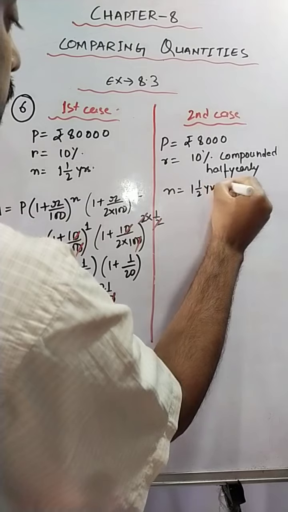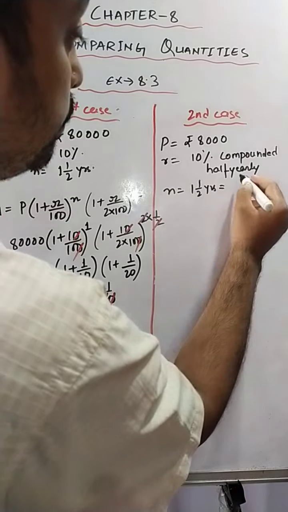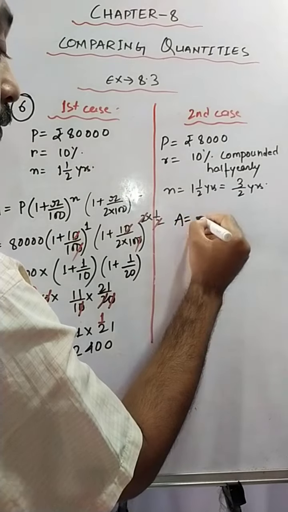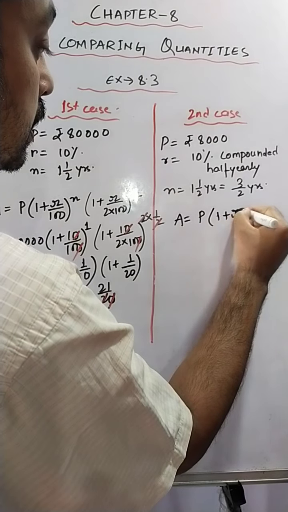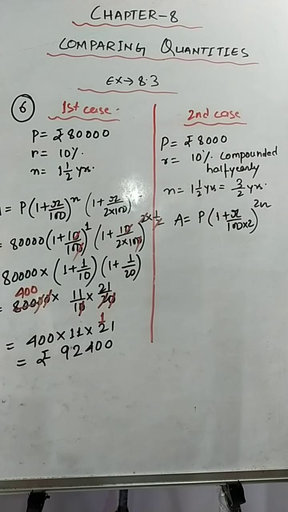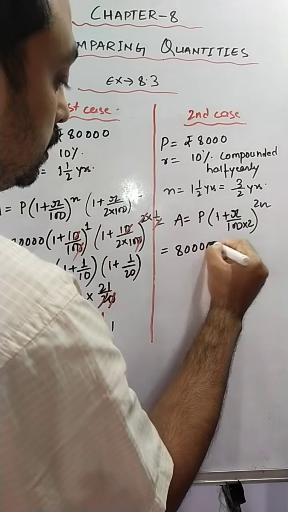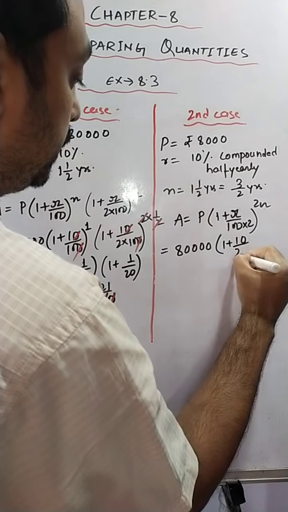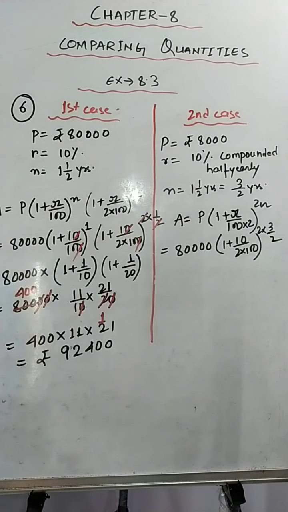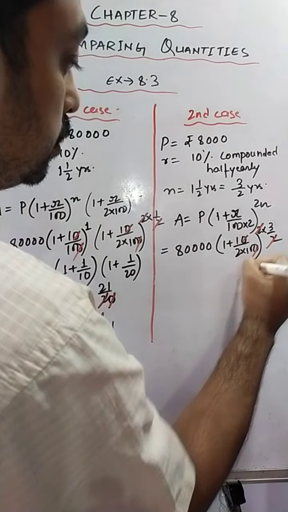1.5 years. Now this time, as it is said compounded half yearly, you have to change it to the improper form, that is 3 by 2 years. Now use the formula of compound half yearly: amount is equal to P (1 plus R by 2 into 100) to the power 2n. So what is the value of P? 80,000. 1 plus 10 by 2 into 100 to the power 2 into 3 by 2. See, n is given as 3 by 2. Now let's reduce it.